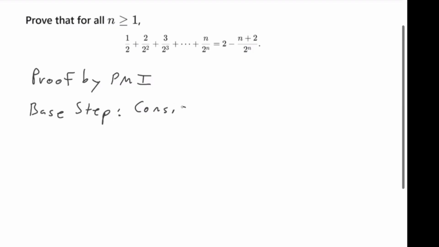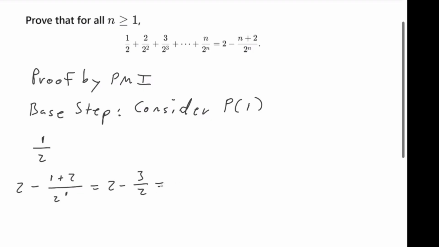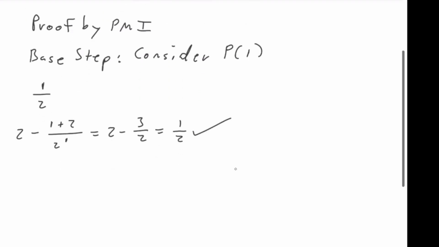Consider P of 1. So that's 1/2. And then that's 2 minus 1 plus 2 over 2 to the 1, which is 2 minus 3/2, which of course is 1/2. So that checks out.